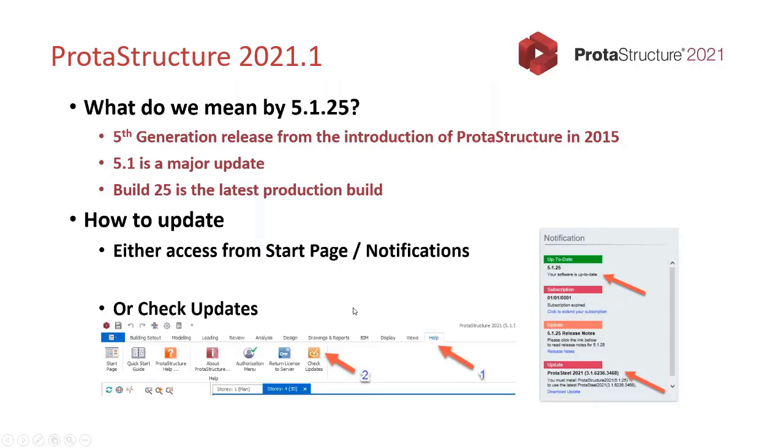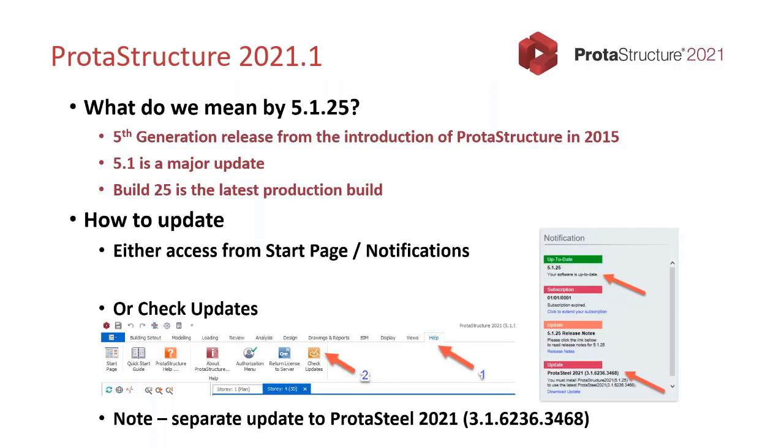So you can do that from the start notifications, or if you own the platform, you can also check for updates. If you just go to Help and Check for Updates, it will check if you're using the latest build. If you're not, it will prompt you to download and update your system, and that happens in a seamless way. There's also a separate update to ProtaSteel 2021.